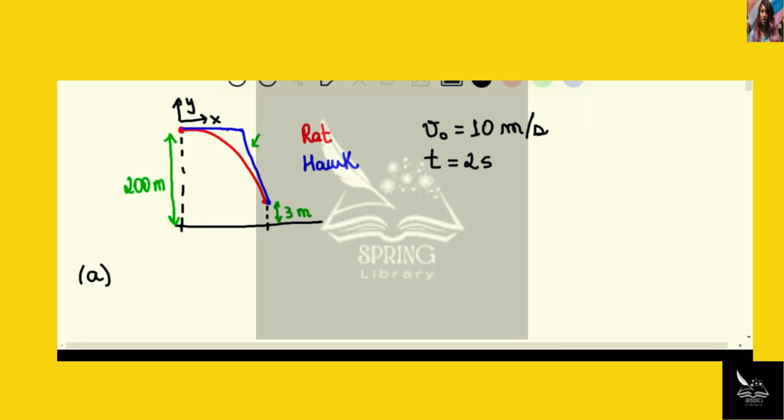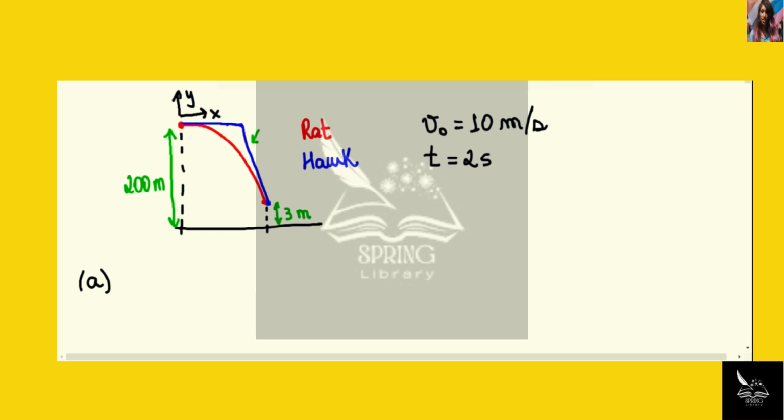In this exercise, we have a hawk that's carrying a rat 200 meters above the ground with a speed of 10 meters per second to the right. At a certain time, the rat breaks free from the hawk and starts freely falling. The hawk stays on its path for 2 seconds before diving in a straight line with a constant speed towards the rat, and the hawk catches the rat 3 meters above the ground.